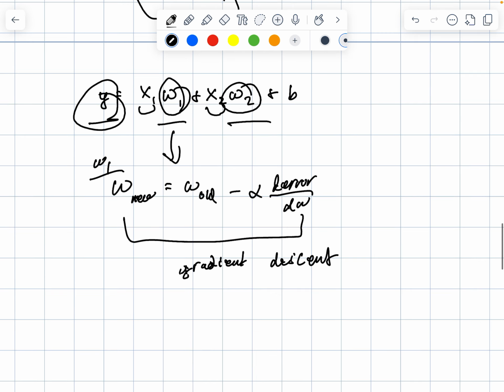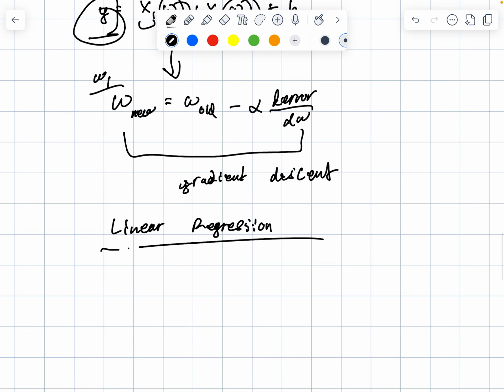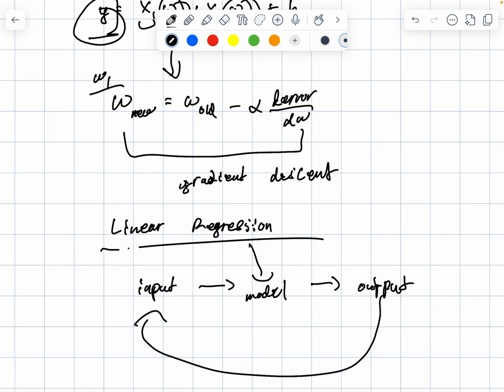So to conclude, linear regression is a pretty simple model of giving an input into our linear regression model, and then we get a continuous value as our output, and then we can train it and improve it by using gradient descent.